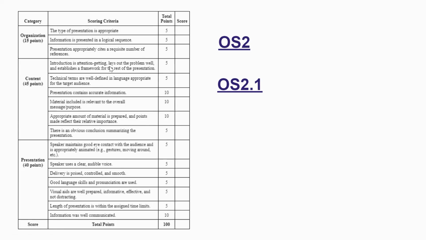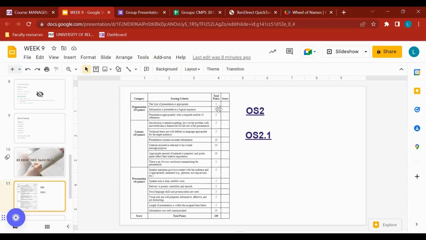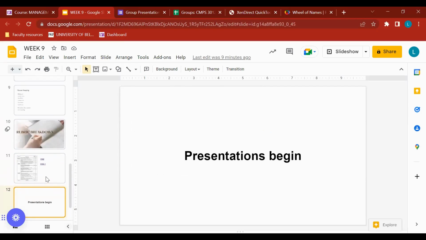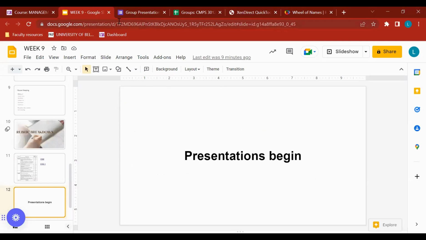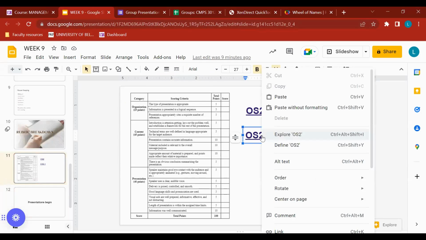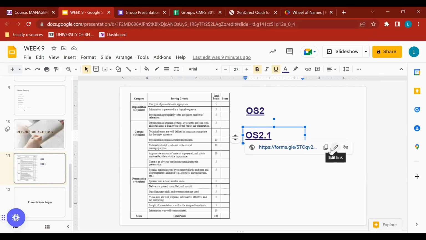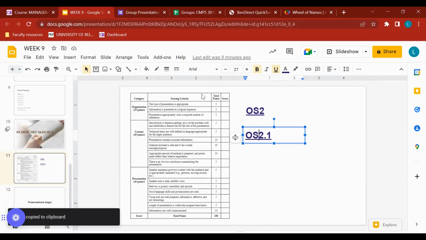So if group 1 is presenting, that means groups 2 to 7 are going to be able to assess group 1. Group 1 is not going to assess themselves. If group 7 is presenting, all the other groups except for group 7 assess them. Is that clear? Okay, I'm taking it that it's clear. All right, I'm going to share the link to the rubric with you. Kindly click on the link and confirm that you are able to access it.